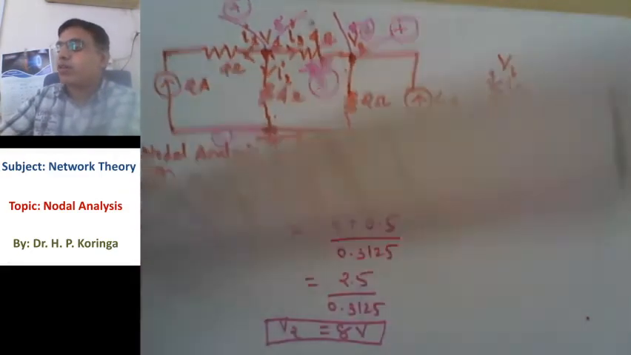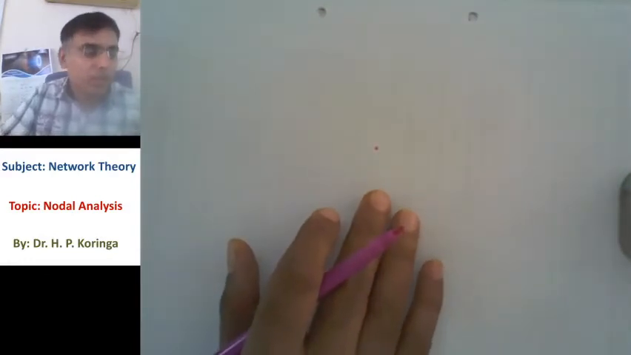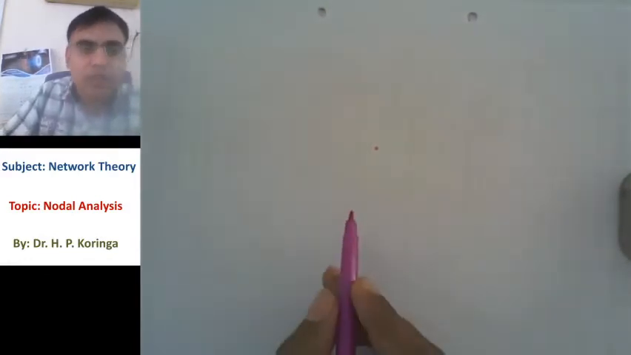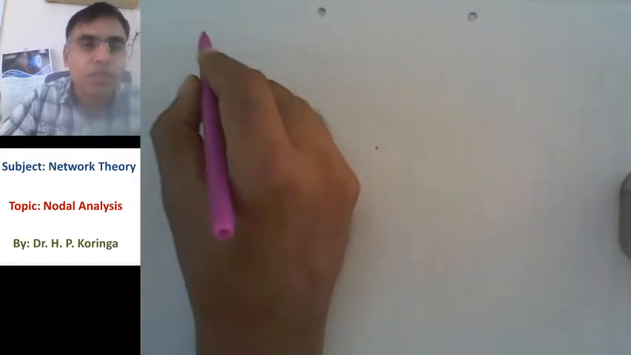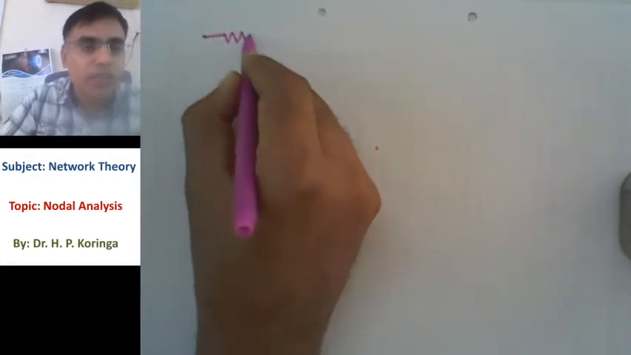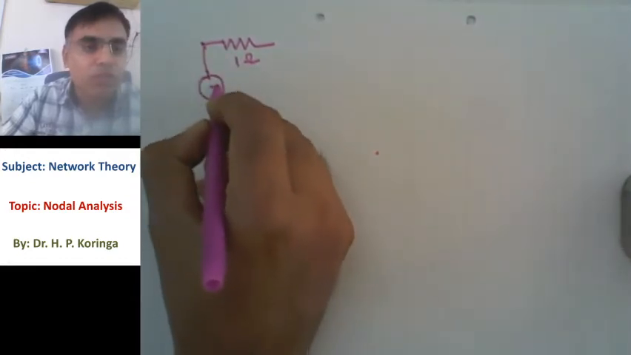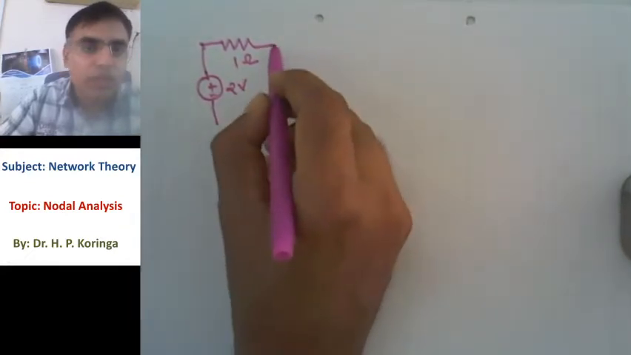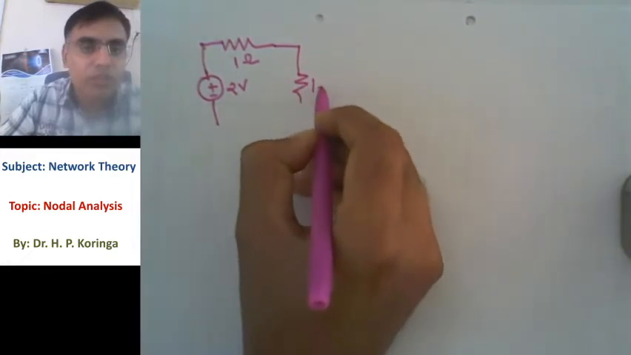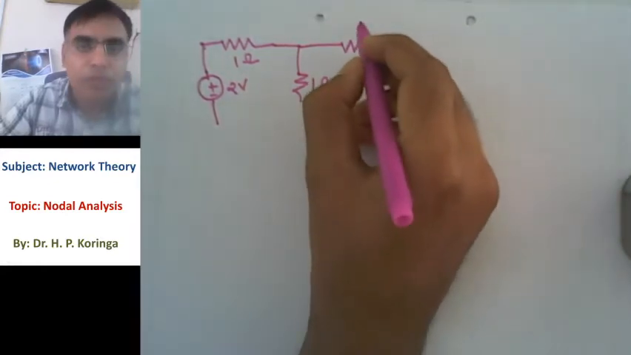So that is about nodal analysis, how to apply it for a simple network. Let me take another similar example, also asked in a GPU exam. The question is: here we have a 1 ohm resistor, here we have a voltage source, and here we have another resistance with value 1 ohm. Here I have one more resistance, with value 1 upon 4 ohm.